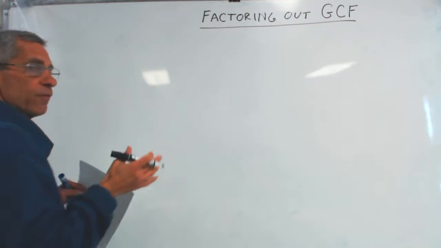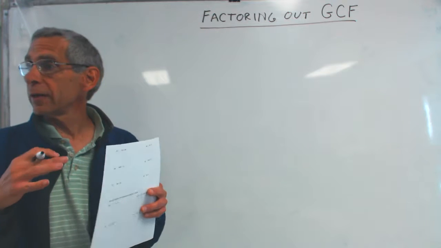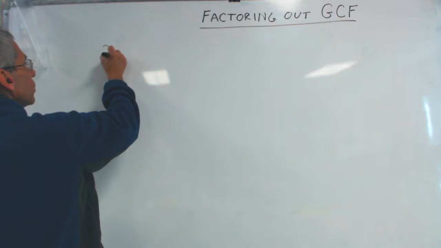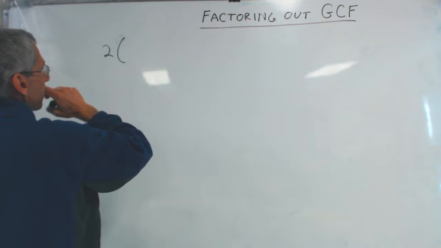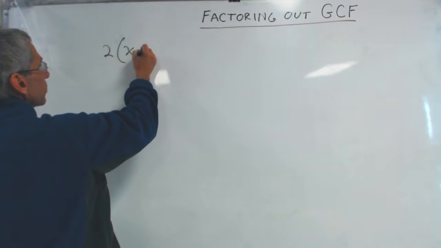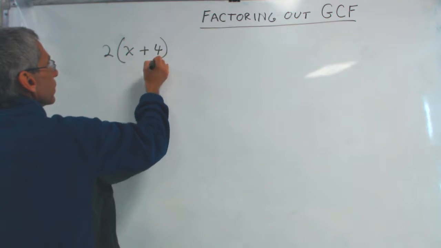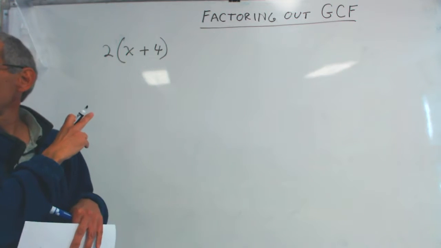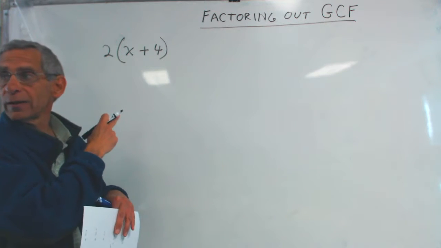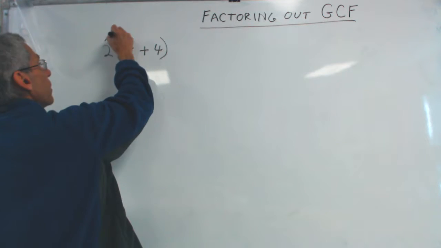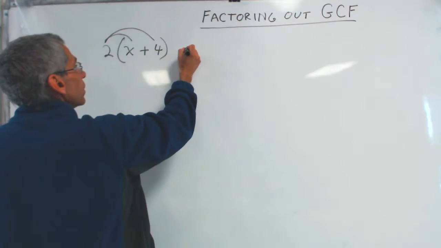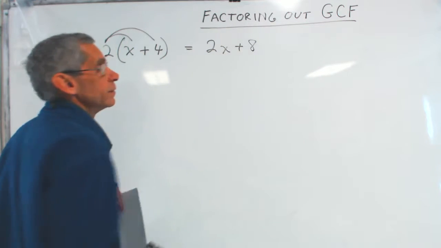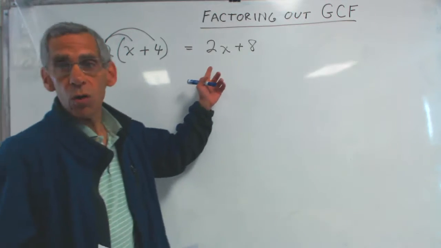So first of all, I'm going to start with the distributive property, and then we're going to go backwards. Let's say I gave you two parentheses, x plus 4. This is already in factored form. Now, what property is it that I've used to actually expand this out? Distributive. So I'm going to do 2 times x and 2 times 4. So that's going to give me 2x plus 8. So now the goal is to go back.